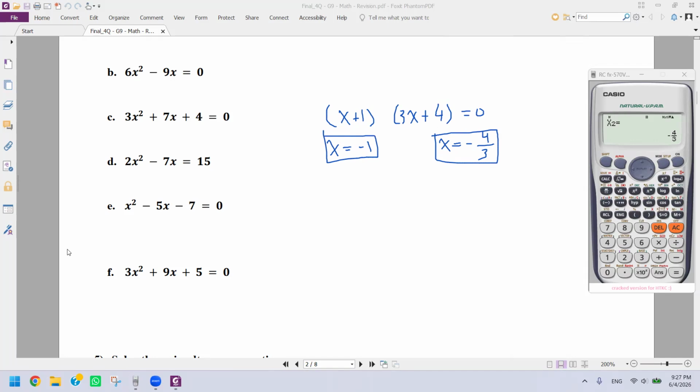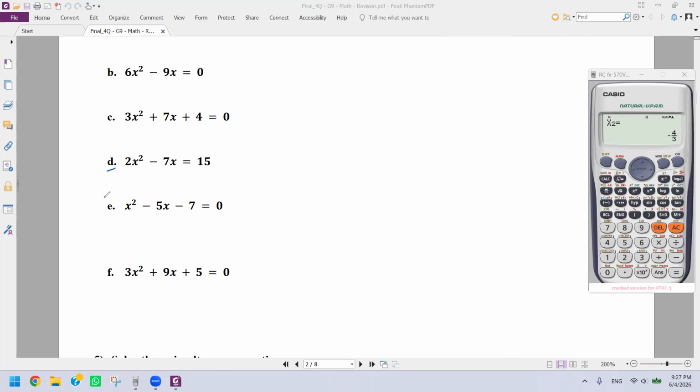Now, part D, 2x squared minus 7x is equal to 15. As I said at the beginning, it has to be equal to 0. So what should I do? Take 15 to the other side. 2x squared minus 7x minus 15 equals 0. On the calculator, 2, minus 7, minus 15. Be careful with the signs. It's 5 and minus 3 over 2.